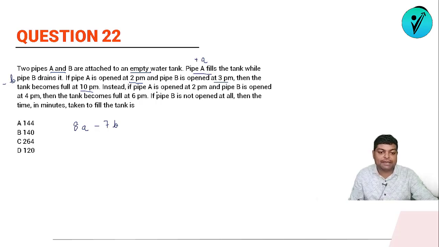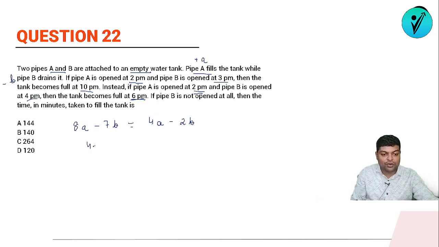Instead, if pipe A is opened at 2 p.m. and pipe B is opened at 4 p.m, the tank becomes full at 6 p.m. लेकिन instead अगर मेरे पास सेम टैंक है, if A is opened for 2 p.m. and it is getting closed at 6 p.m, means total 4 hours के लिए वर्क कर रहा है. So 4 times of A minus pipe B is open for 2 hours, so it will be 2B. Same amount of work is done here also and same amount of work is done here also, so we can easily equate it. So simply equate it.